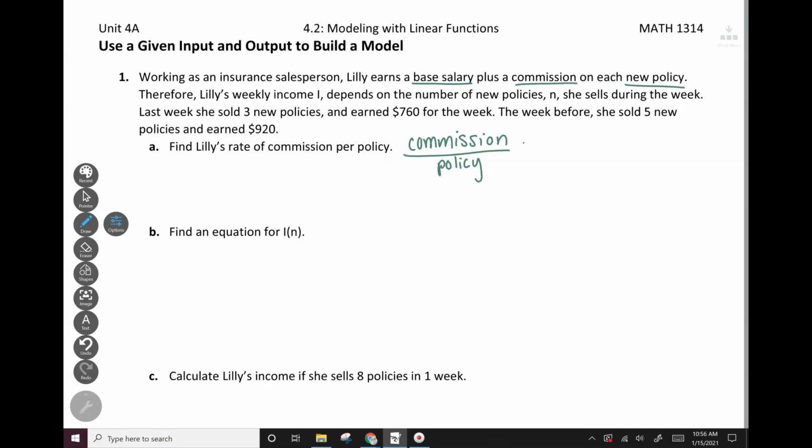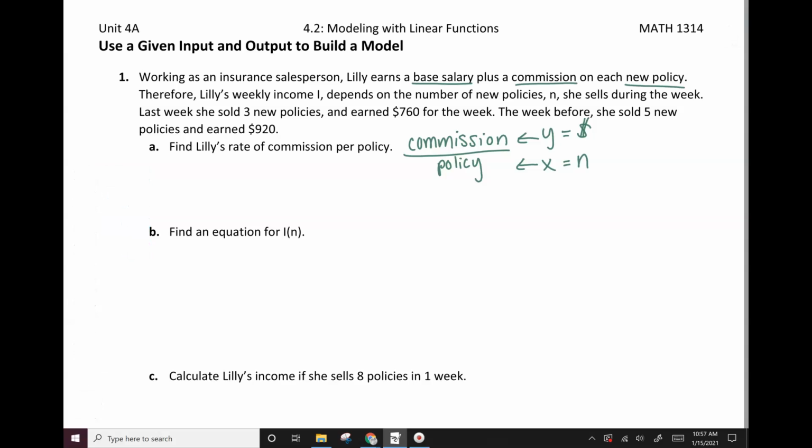So that means we want the money to be our y values. The commission is going to be your y values, and then the number of policies is going to be your x values. So y equals money, and x equals n, the number of policies that she sells. Now that we know we're doing commission over policy, we can say that they gave us actually 2 points.